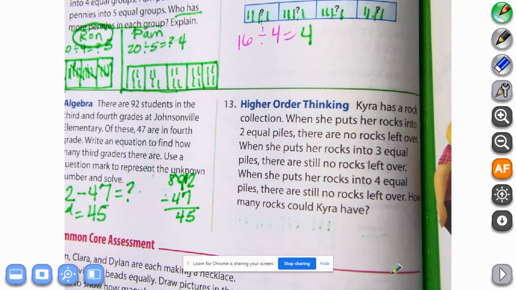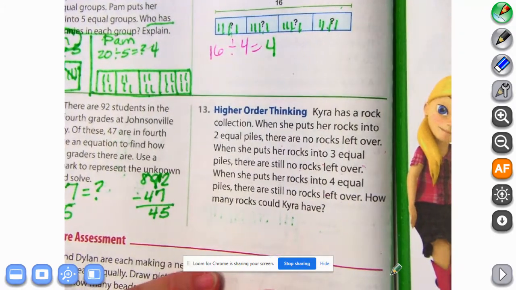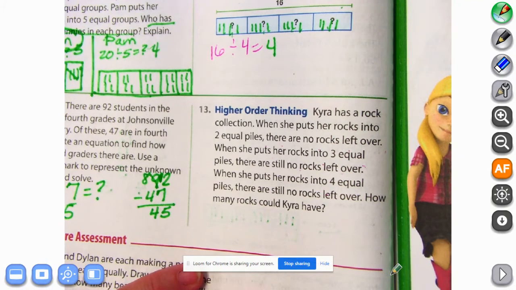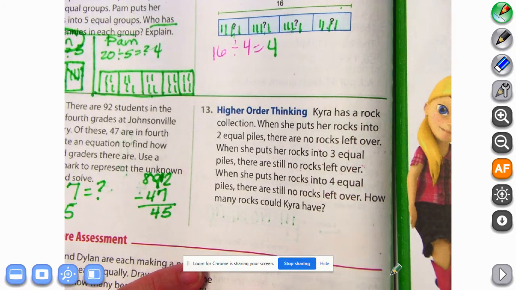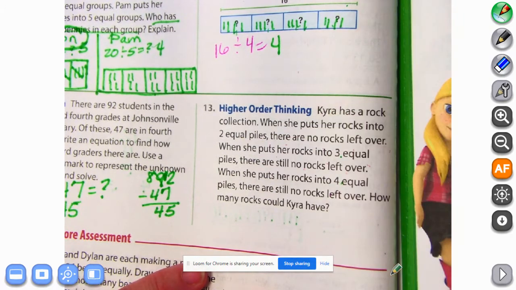Okay. So where were we? Let's see here. Kyra has a rock collection. When she puts her rocks into 2 equal piles, there are no rocks left over. When she puts them into 3 equal piles, there are no rocks left over. When she puts them into 4 equal piles, let me think. Well, I know a product that would have a 4 and a 3 or a 2 in it.